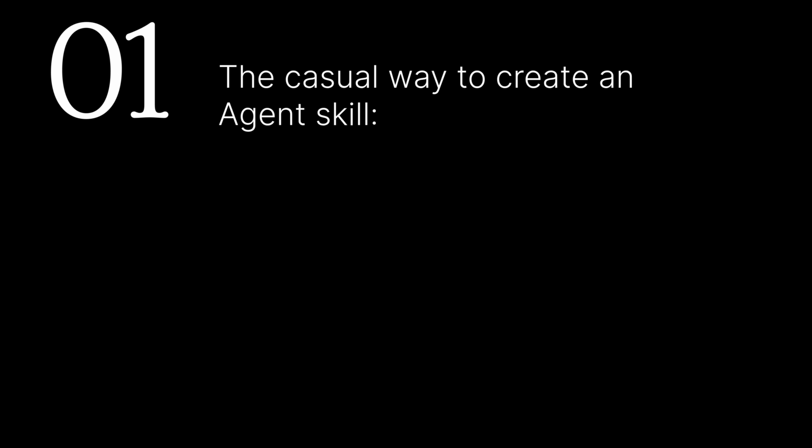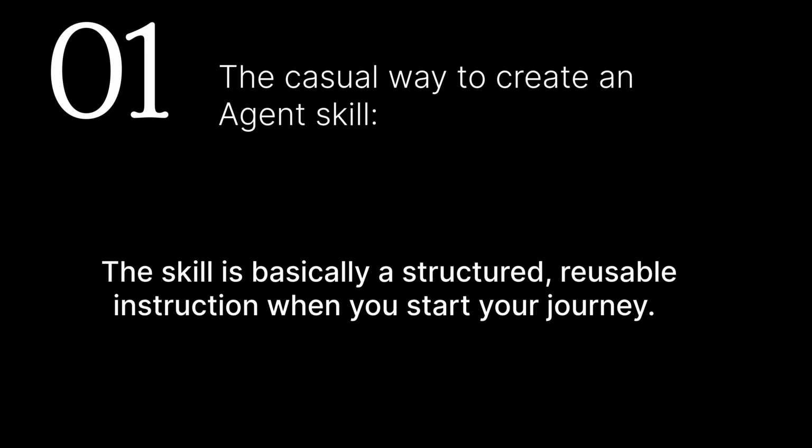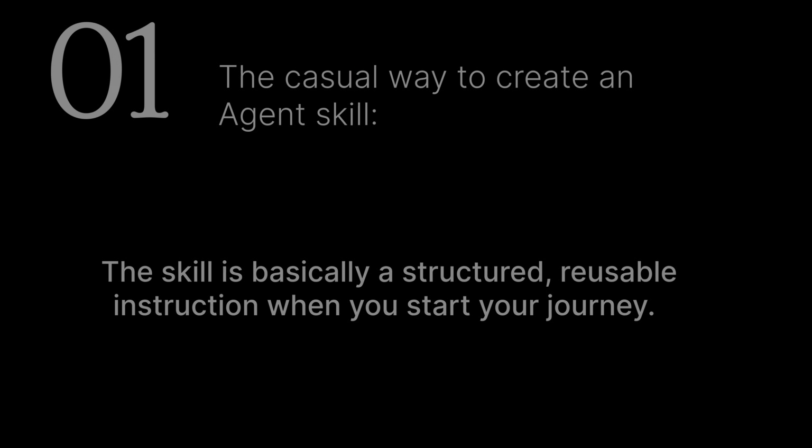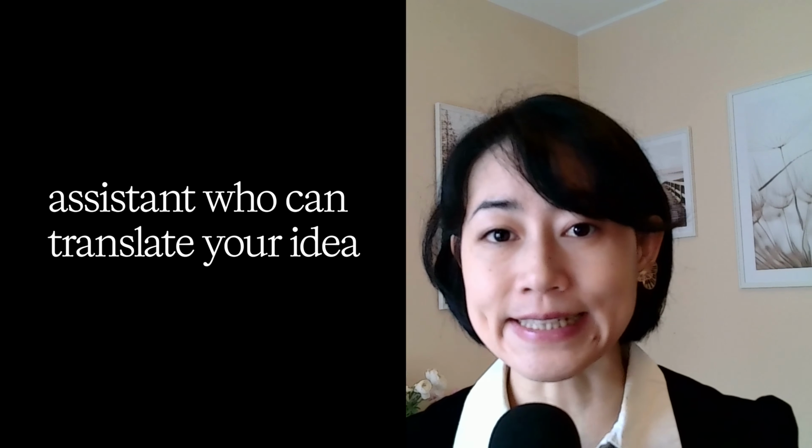First, the casual way to create a skill. As mentioned before, a skill is basically a structured, reusable instruction. To create a skill, do not think too much. Just play with it. Imagine you are talking to a personal engineer or personal assistant who can translate your idea to an execution. If you can explain your requirements clearly for a person to understand, Claude Code can also understand. And you can also let Claude Code ask you any time they're unsure or have any questions.